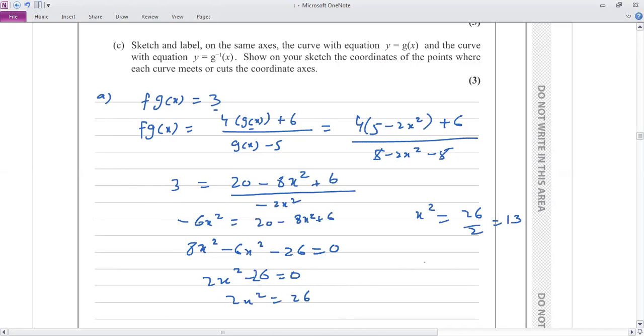So what will the value of x be? Take the square root on both sides. It will be plus minus square root of 13.